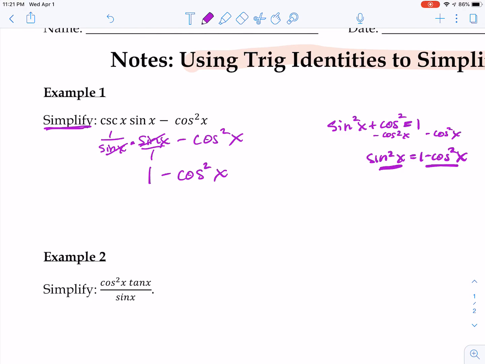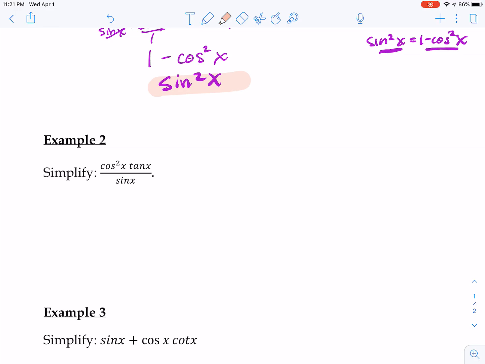That means those two things are equal. This is the same as that, and you can swap them out, or you substitute them out. So 1 minus cosine squared is sine squared x, okay? So it's simplified. We took this complicated subtraction and we made it simpler. All right, here we go again.